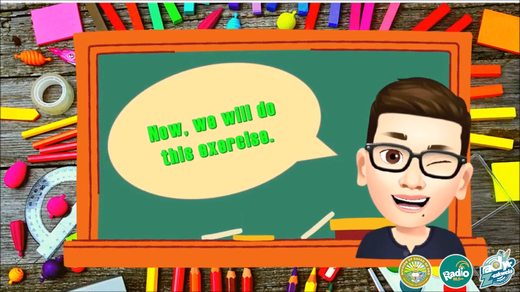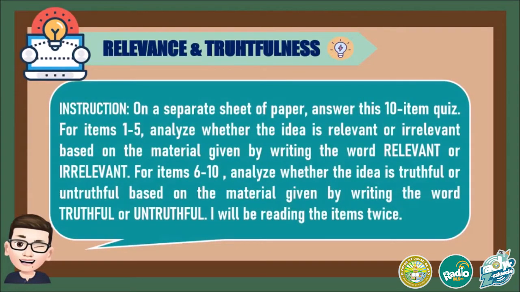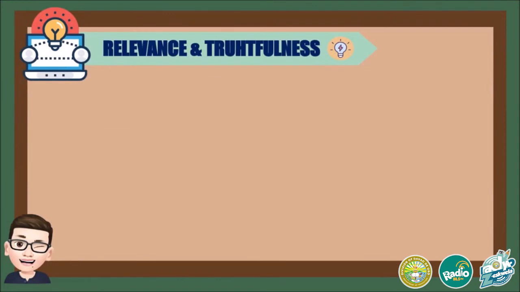Now, we will do this exercise. Listen to my instruction. On a separate sheet of paper, answer this 10-item quiz. For items 1 to 5, analyze whether the idea is relevant or irrelevant based on the material given by writing the word relevant or irrelevant. For items 6 to 10, analyze whether the idea is truthful or untruthful based on the material given by writing the word truthful or untruthful. I will be reading the items twice. Now, are you ready?